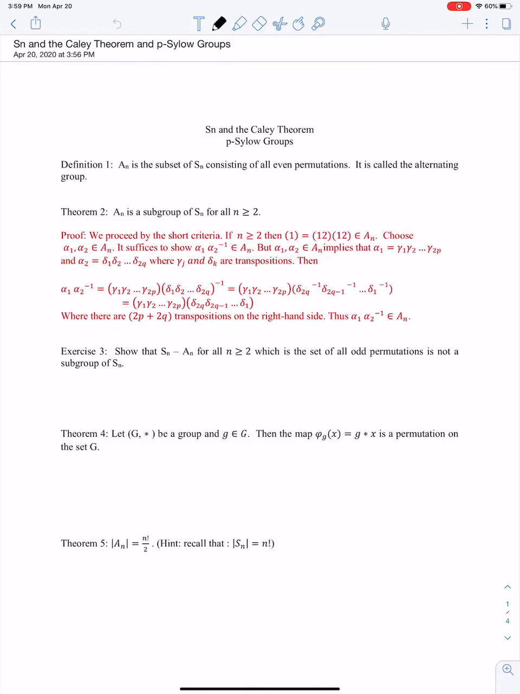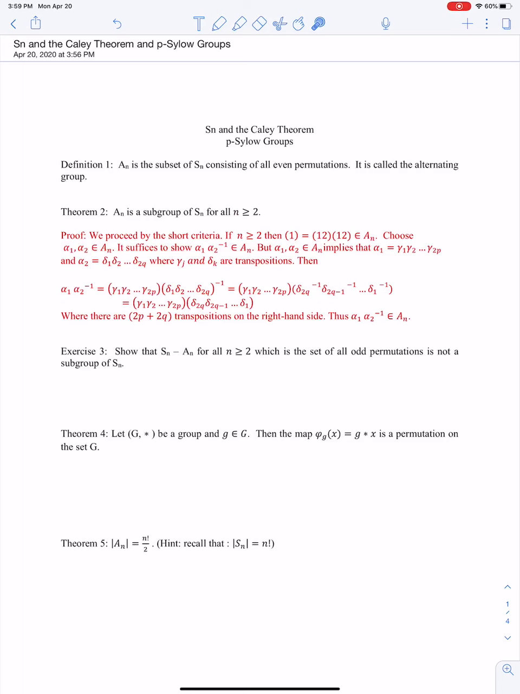Finally, we're going to look at Sn and what's known as the Cayley Theorem. All right, now the first few definitions you should probably recognize. So definition one: Sn, remember, is the set of all permutations on the numbers 1 through n.